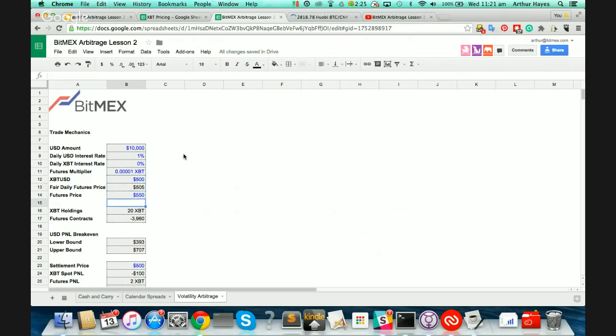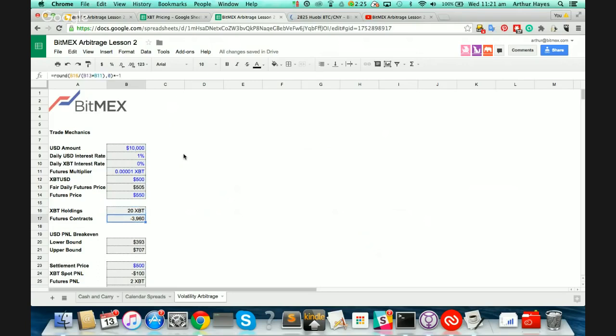So we hold 20 Bitcoin at that spot price. And this calculates how many futures contracts we need to sell. So first off, we need to look at using the fair price, how many futures contracts we need to sell. Don't use the spot price and don't use the futures price. You use the fair price, because this includes how much it costs you to borrow those Bitcoins.